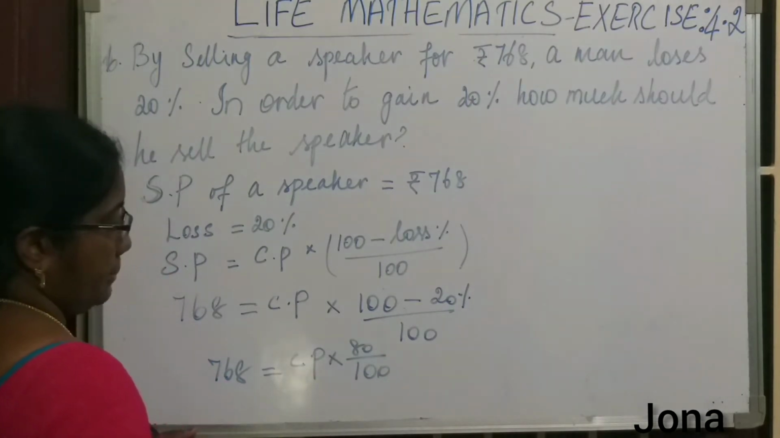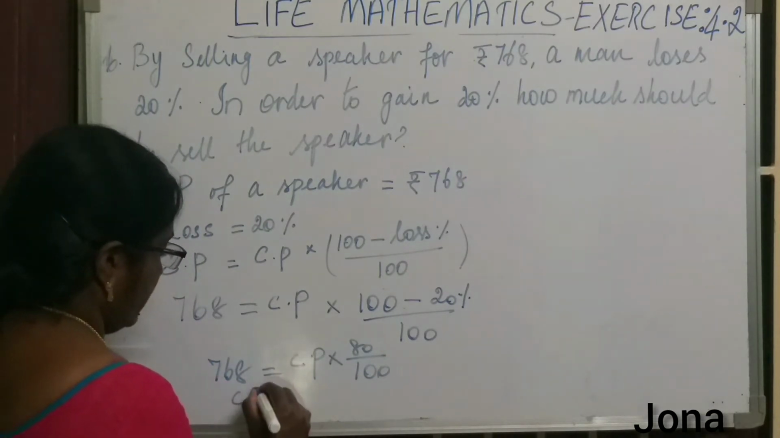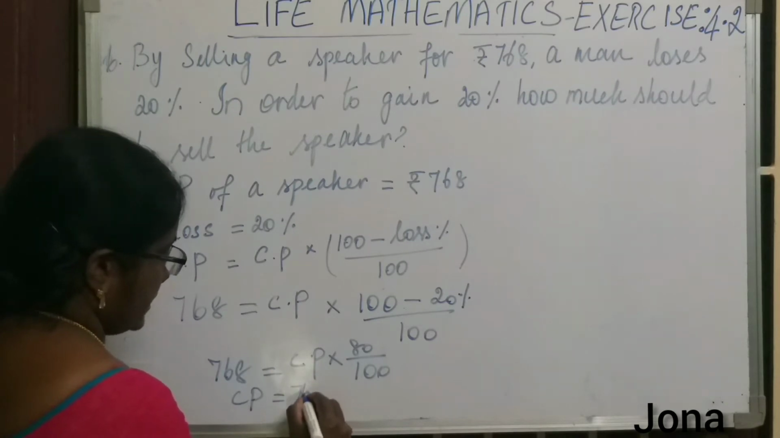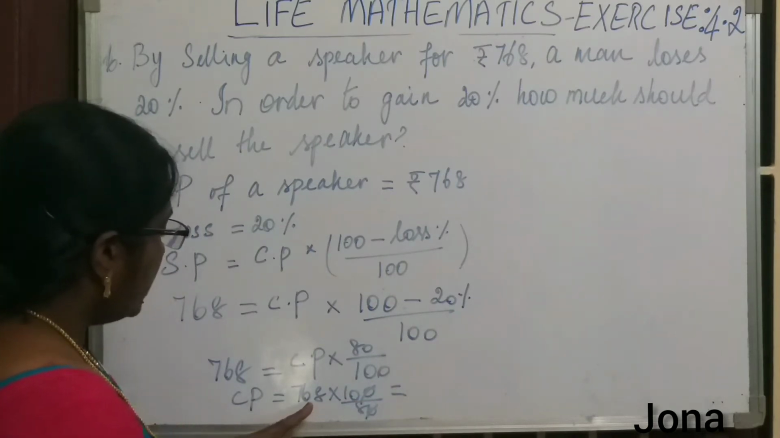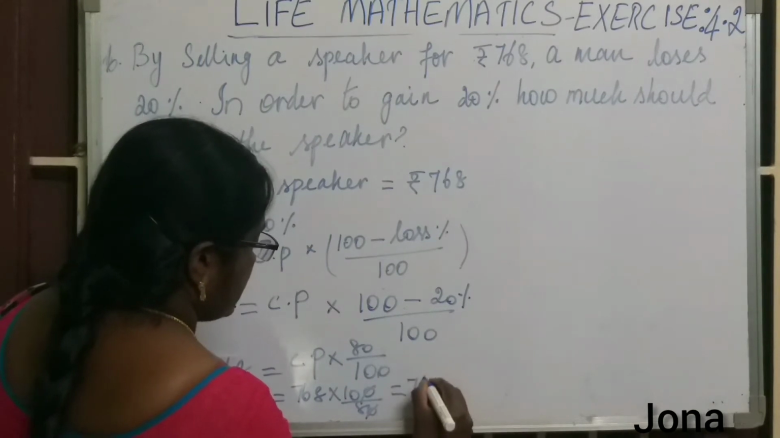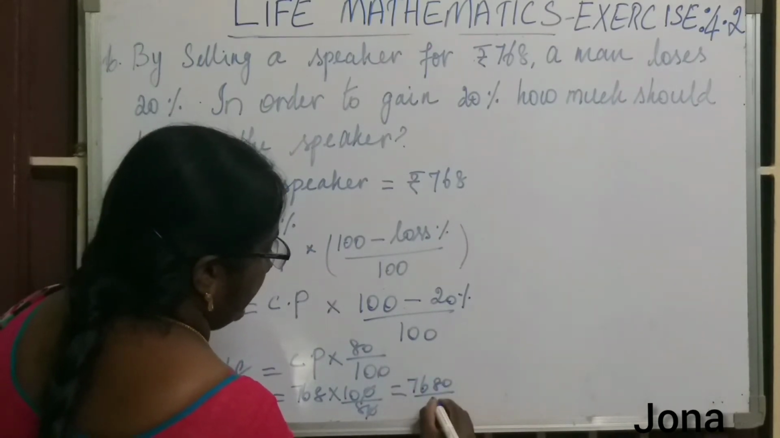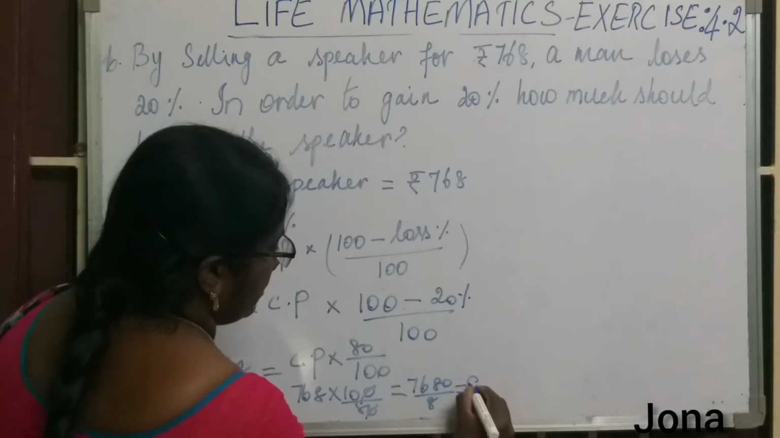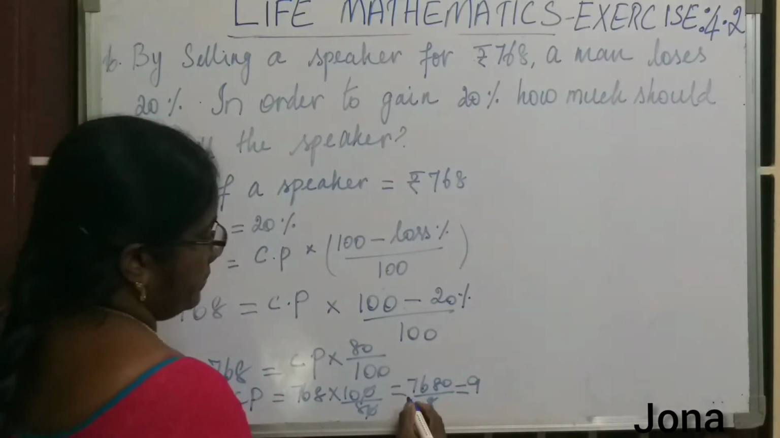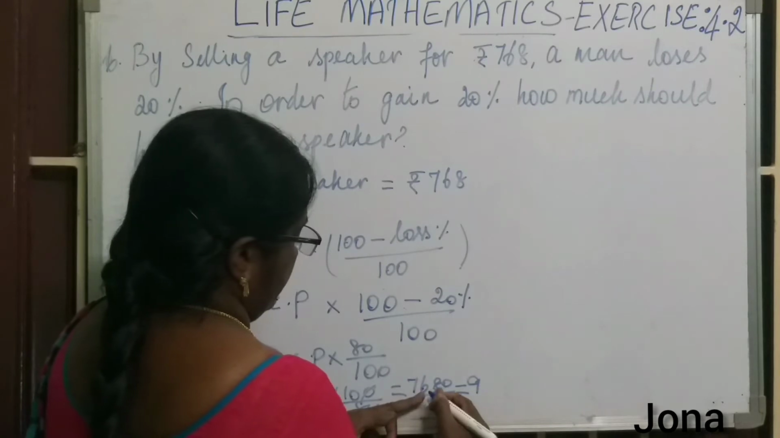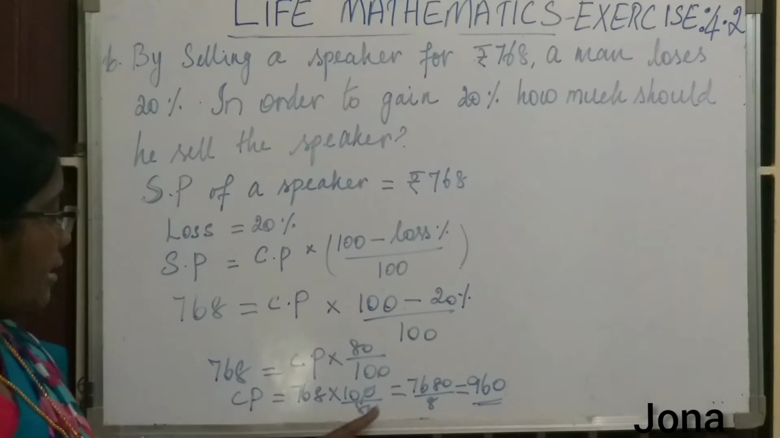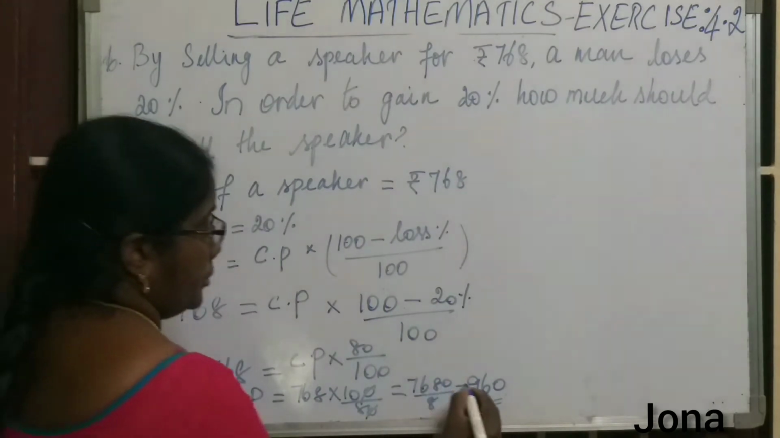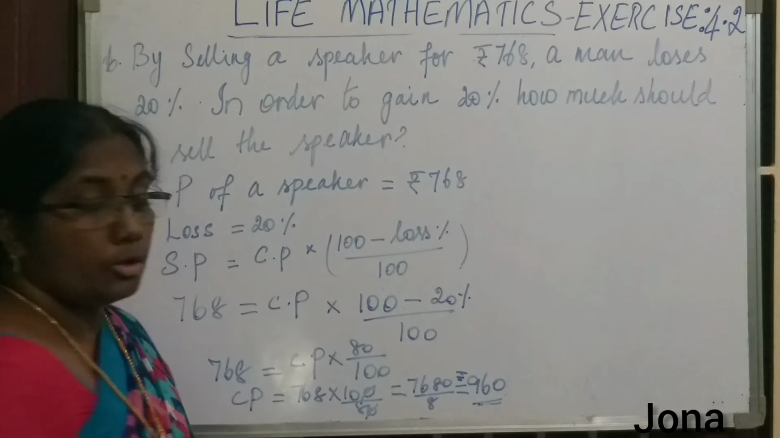So we want to find CP here, isn't it? So CP equal to this 768 into 100 by 80. Can cancel here and here. So if we multiply, we can get 7680 by 8. This is nothing but rupees 960. So we have CP is rupees 960. Put rupees for this. Here we have to put rupees.